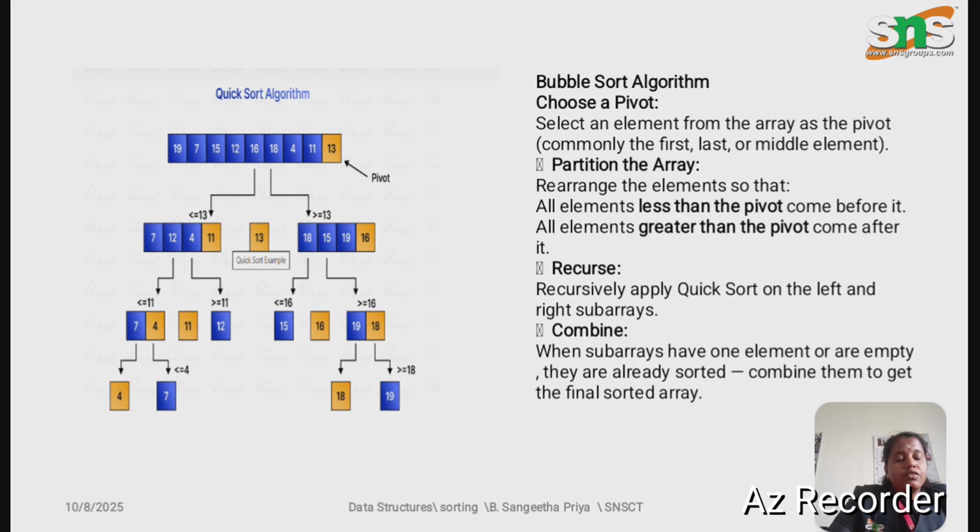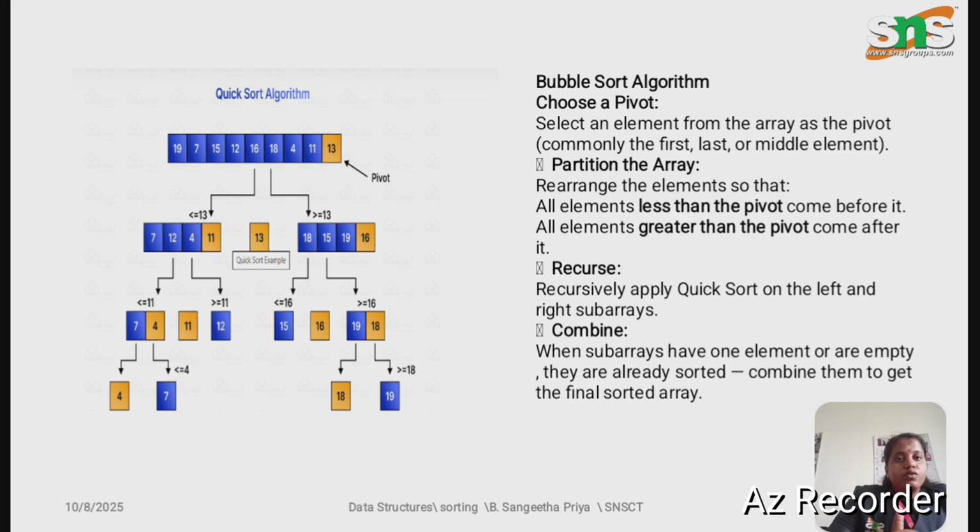Here I have taken the number 13 as the pivot element. So I am splitting the array: 7, 12, 4 and 11, with 13 kept on the side, and 18, 15, 19, 16. In what manner have I split it? The left side elements should be less than the pivot value, and the right side elements should be greater than the pivot value. If you see in this diagram, 13 is the pivot value, and the right side of the pivot is all larger than 13, that is 18, 15, 19, 16, and the left side is all smaller: 7, 12, 4, 11.